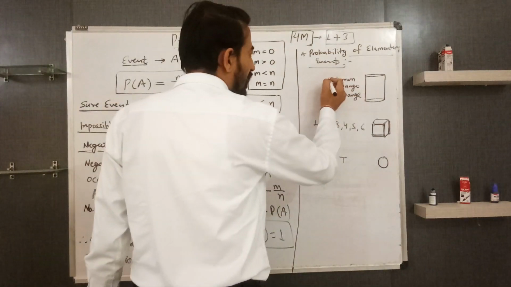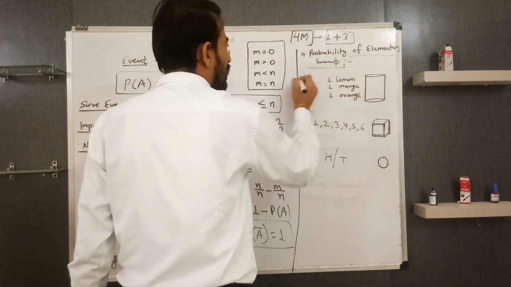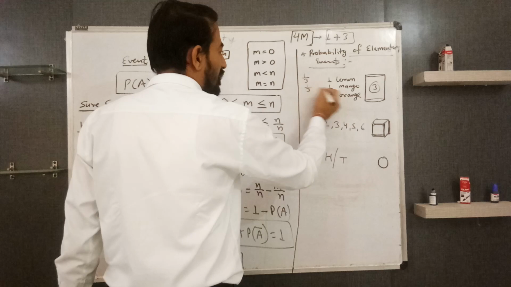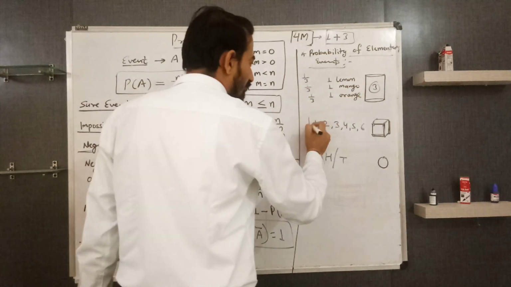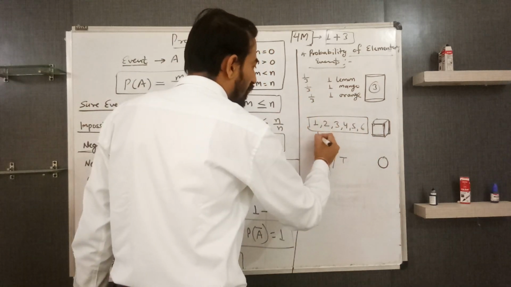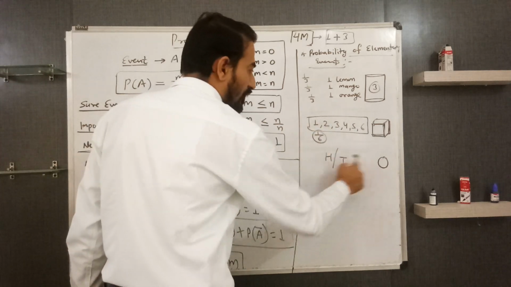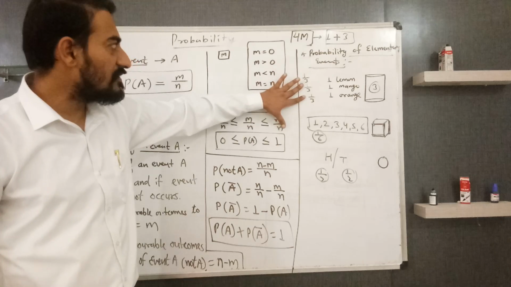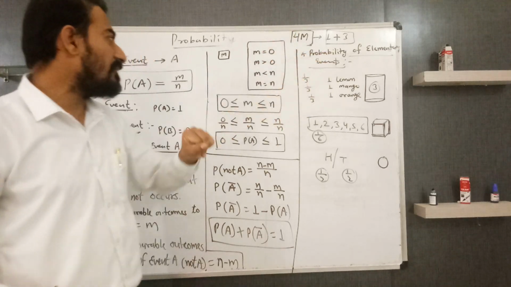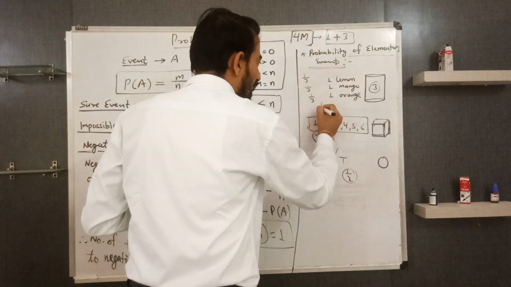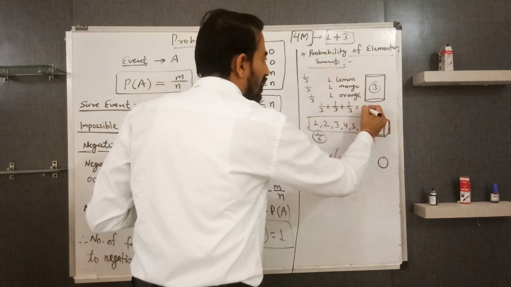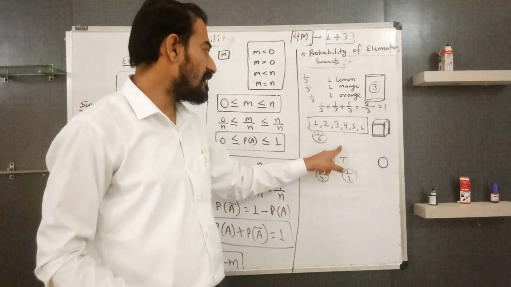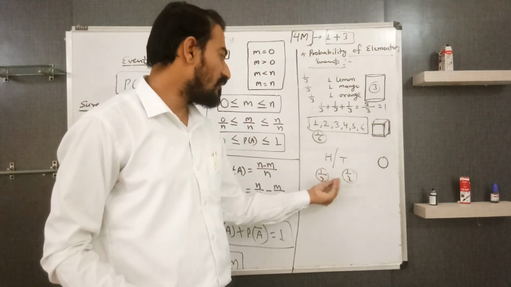In every case, if we find the probability of an elementary event, for lemon what will you have? 1 by 3, because there are 3 candies in total. For orange it is also 1 by 3. For mango it is 1 by 3. Next, in case of dice, for each elementary event you will have 1 by 6. In case of a coin, you will have 1 by 2 for head, and 1 by 2 for tail. So if we find the sum of the probabilities of elementary events, it will be 1. Let's check it. 1 by 3 plus 1 by 3 plus 1 by 3: 3 is common, and 1 plus 1 plus 1 is 3, so it is 1. Here 1 by 6 plus 1 by 6, 6 times, so it is 6 by 6, meaning 1. Here 1 by 2 plus 1 by 2, half plus half, 2 halves is 1.